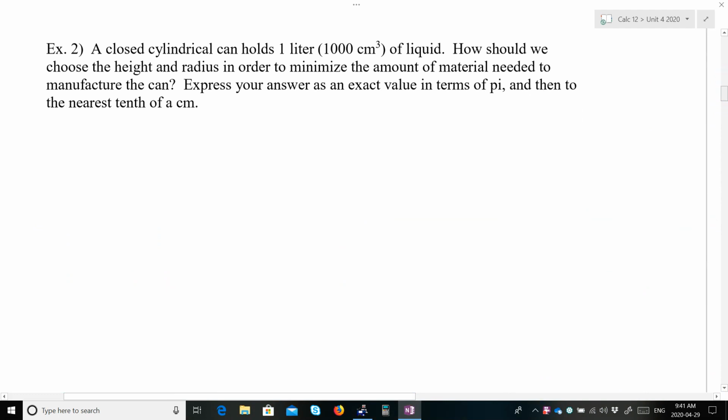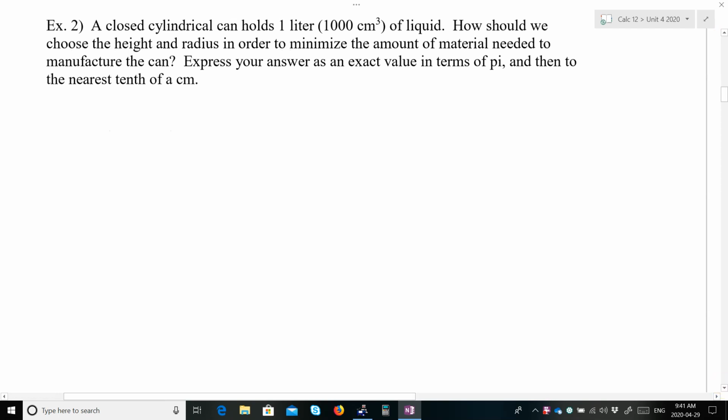Okay, here is example 2. It says a closed cylindrical can holds 1 liter, 1,000 centimeters cubed of liquid. That's a volume. How should we choose the height and radius in order to minimize the amount of material needed to manufacture the can? Express your answer as an exact value in terms of pi and then to the nearest tenth of a centimeter. Okay, so how should we choose the height and the radius of this cylindrical can?